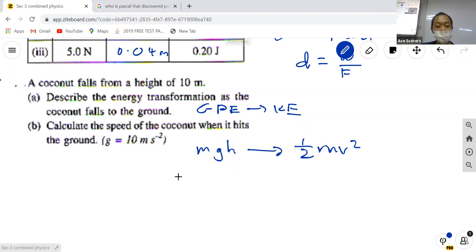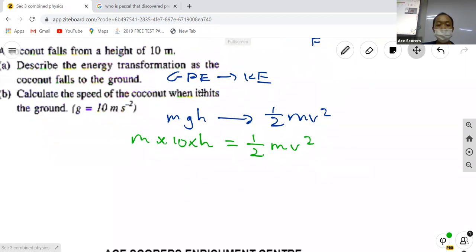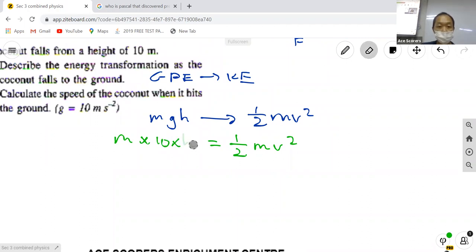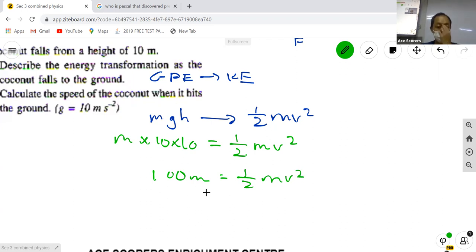So what do I do here? Let me use another color so it's easier to see. So M times G is 10 and the height is 10. That should give me half mv squared. So use algebra: 10 times 10 times m, 100 m, equals half mv squared. So how do I get rid of m on both sides? This is a math session now. Cancel, right? So remove this. No more M. So 100 equals half V squared.